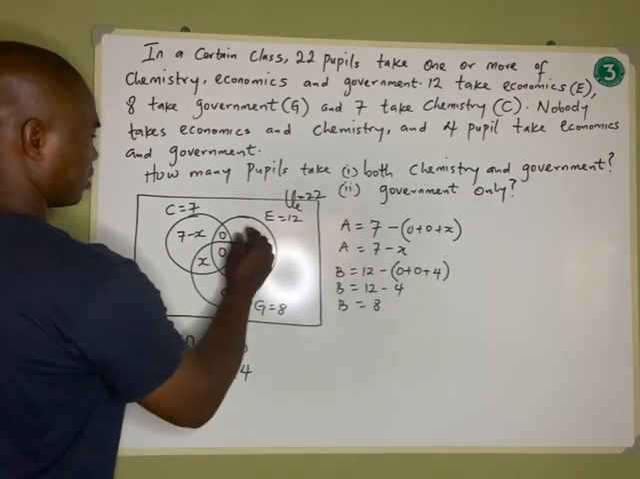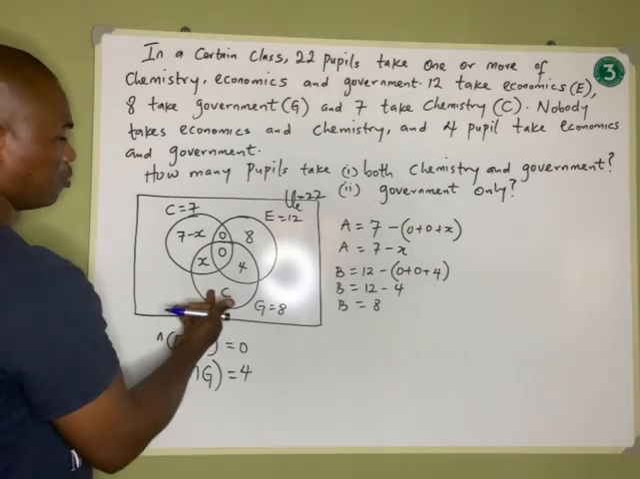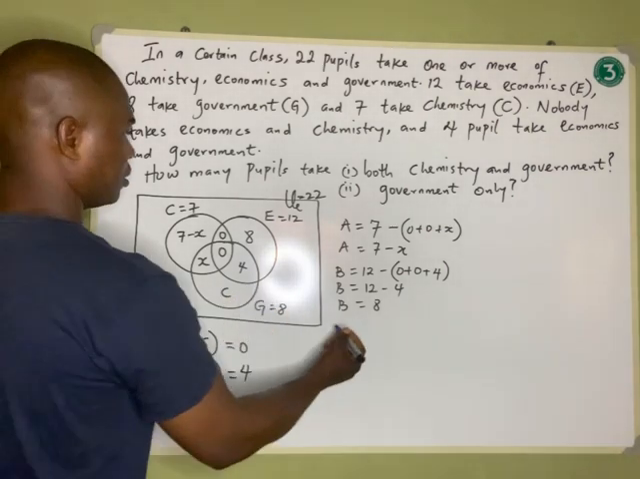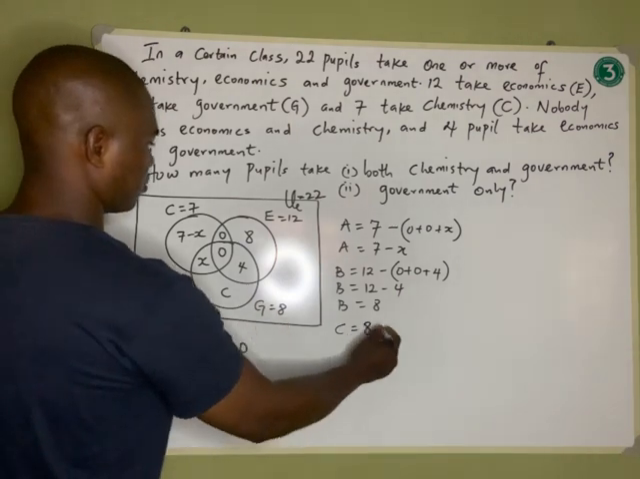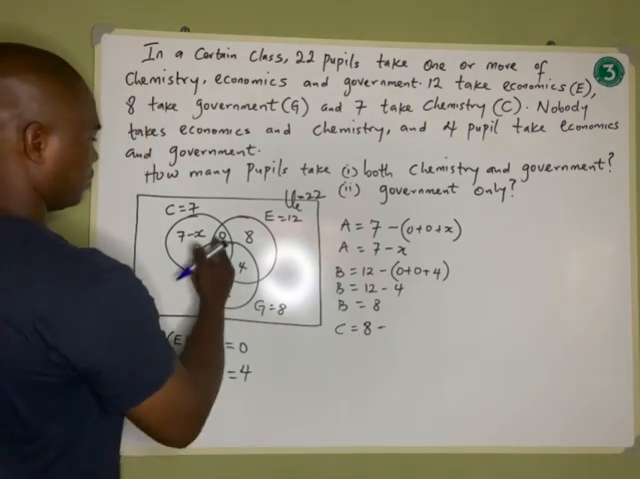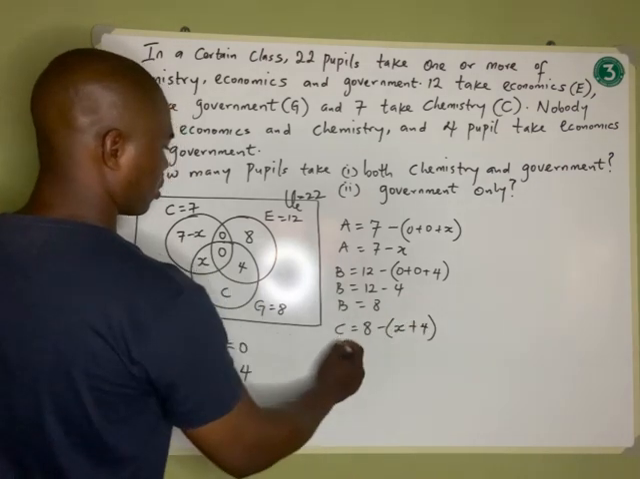So I'm going to write it here. Now, the last one, government only, the number of pupils that takes government only, I'm going to do the same thing. That is C will be equal to 8 minus, now let's add all these together. We're going to have x plus 4. So we're going to have C is equal to what?